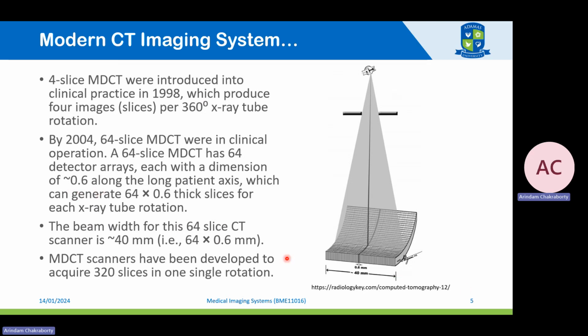Therefore the beam width, as we can see here, so these are all the slices and they have a slice thickness of 0.6. Therefore the beam width is around 40 millimeters.